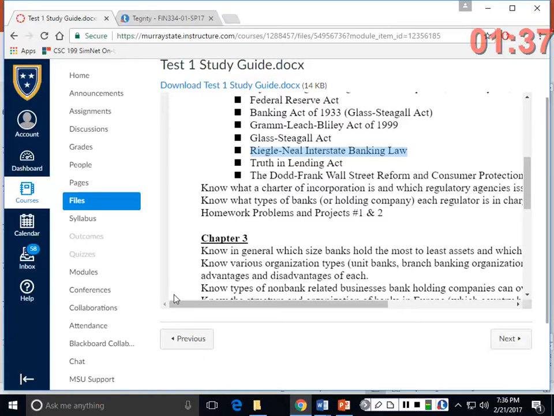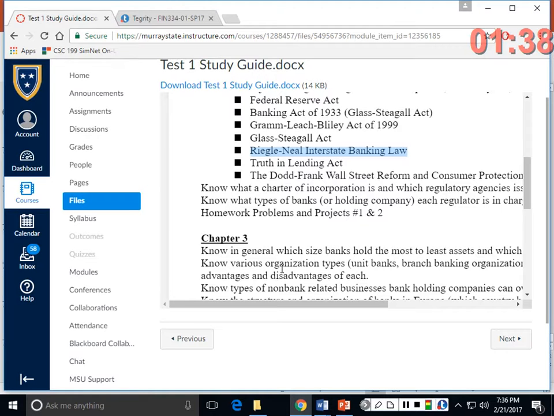If you want to open up a new bank, you've got to have a charter of incorporation. They're either issued by the state where the bank's opening or by the Office of the Comptroller of the Currency if it's a nationally chartered bank. That's it, state or the OCC.